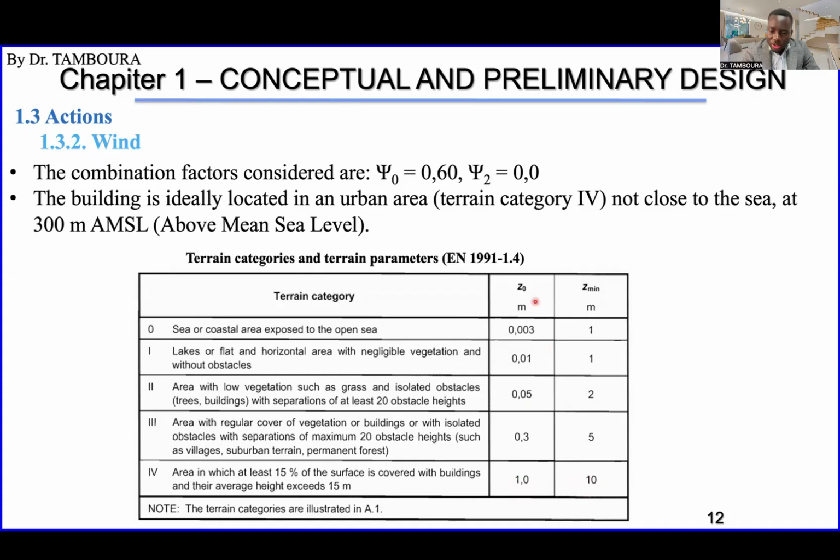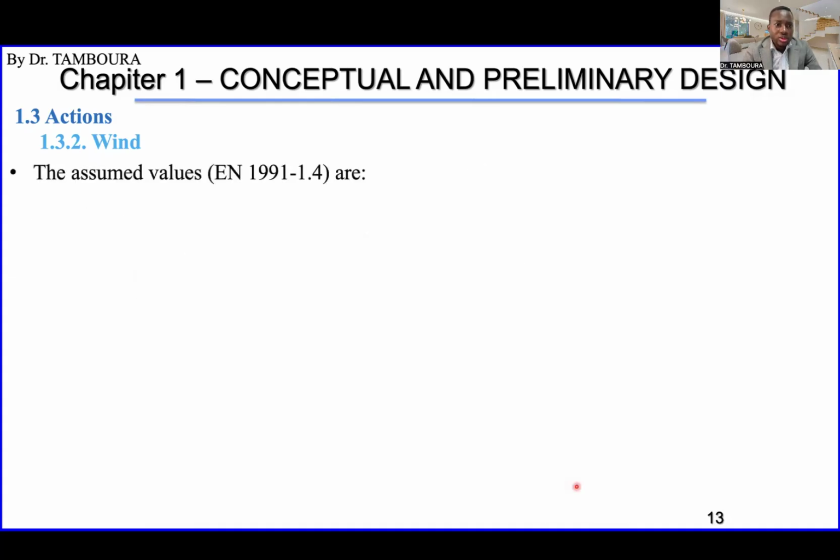We have to consider them, Z0 and Z min. Considering that and referring to Eurocode 1, section 4, if you remember, we said section 4 was about wind, section 1 being the density, self-weight, and so on. At the beginning of this video, I said section 4 is related to wind action. So if you go to Eurocode 1, section 4, you will have the following.